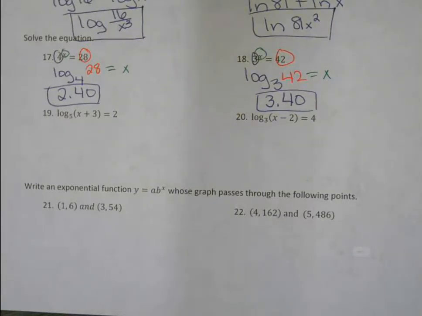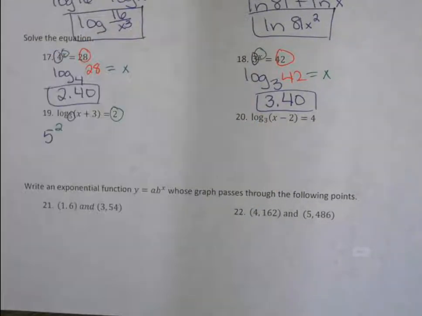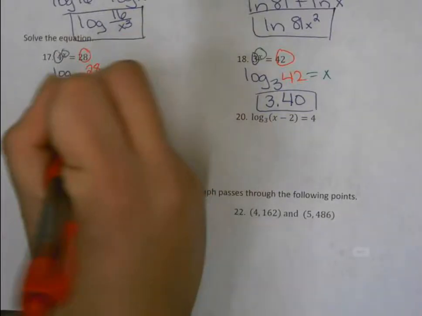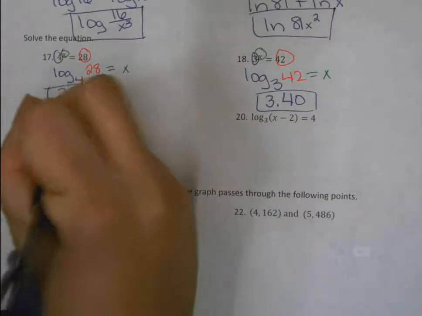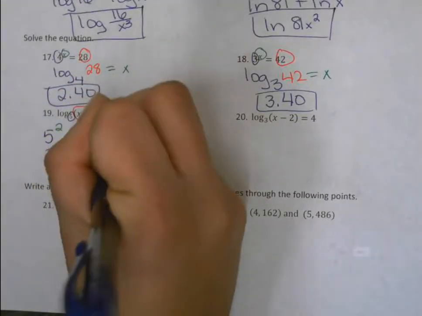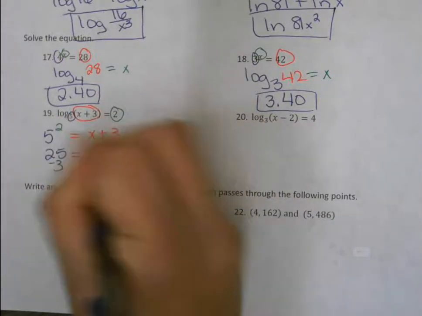On number 19, I want to rewrite this. My log base is going to be my base in general. The 2 that it equals is going to turn into my exponent, and then the stuff inside the parentheses is what I equal this time. Yes, I'm doing the opposite. The word log goes away. Okay, questions on 19.